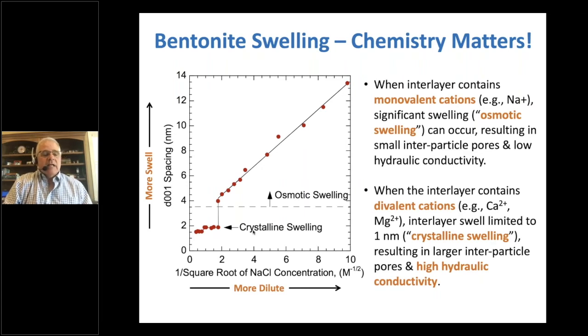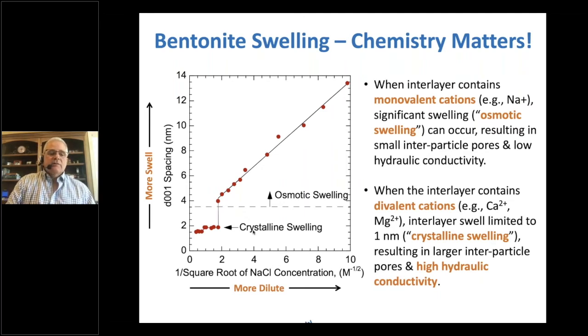Now, there's some interesting aspects of this that Norris showed. First of all, as I indicated, when it's concentrated, we only get crystalline swelling and there's very little swelling. When it's dilute, we get both crystalline and osmotic swelling. And if it's very dilute, we'll get a lot of swelling, all right? So dilute liquids really create impermeable barriers, really concentrated, more problems. So we might think of brines, yeah, that's gonna be a problem.